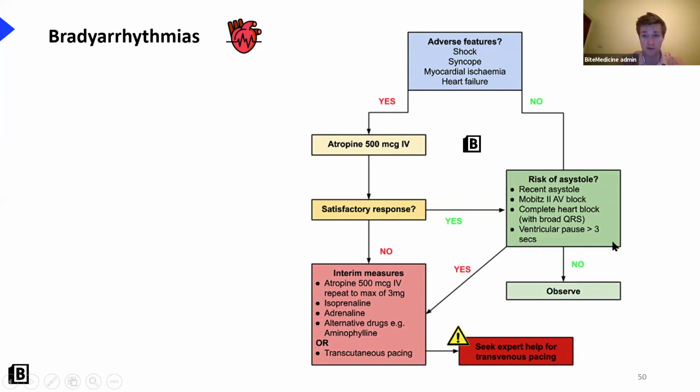If they don't have any of these features, then stick them on a monitor and observe them. They should have slightly higher nursing care, so potentially, you know, don't stick them in a bay where a nurse is looking after 6 to 8 patients. So that is bradyarrhythmias, and as I say, it's beyond the scope of today's session, so I hope to be able to go through AV block in a bit more detail next time.